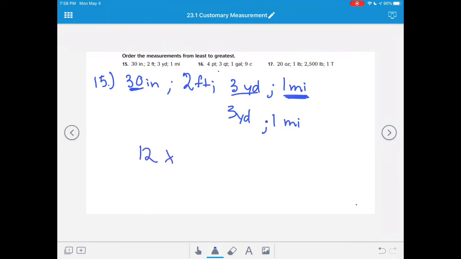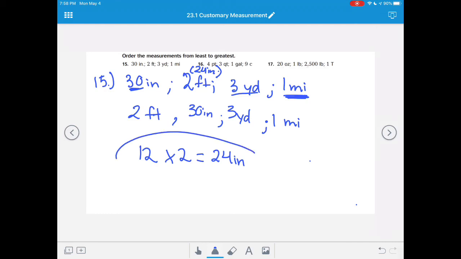So we're going to do 12 times 2 to find how many inches there are in 2 feet. 12 times 2 is 24 inches. So this number, we can think of it also as 24 inches. And now we can easily compare. We know now that 30 inches is the next biggest, which makes 2 feet the smallest.